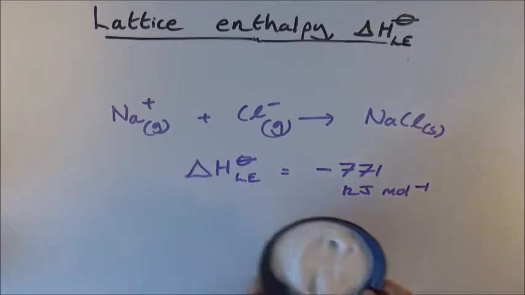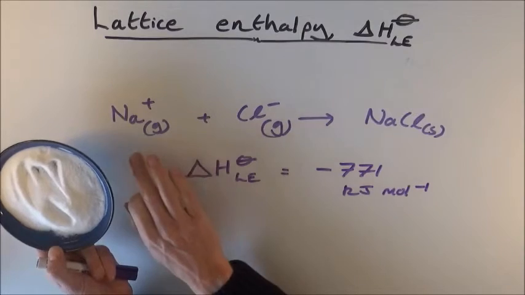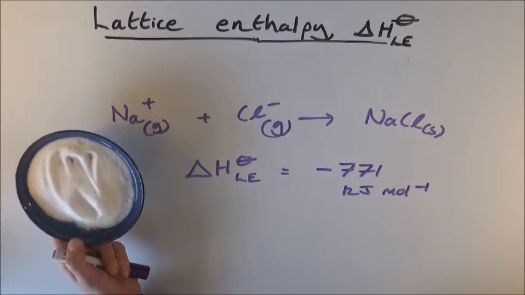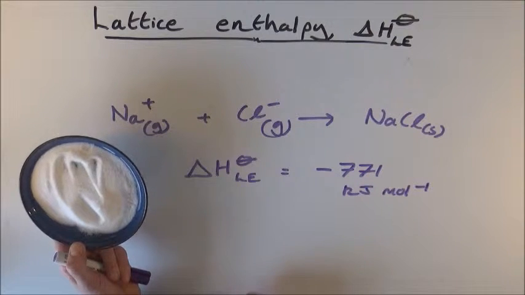So if I wanted to break that apart, I would have to put in 771 kilojoules per mole. If I wanted to turn all of that sodium chloride into gaseous ions, a mole of sodium ions and a mole of chloride ions in the gas state, I would have to put in plus 771 kilojoules per mole.